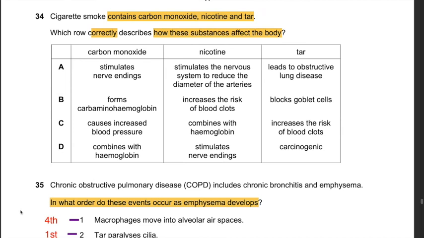That leaves us with D being the only choice. Hence, D is the right answer. Carbon monoxide combines with hemoglobin. Nicotine stimulates nerve endings. That is correct. Tar is carcinogenic, yes, as it has carcinogens which can lead to obstructive lung disease. Hence, the answer is D.